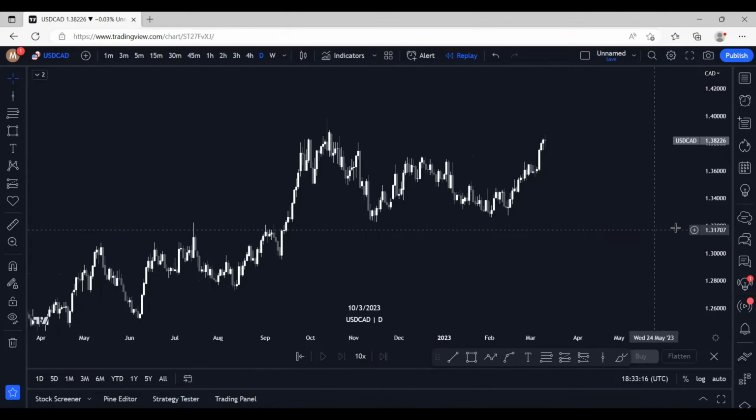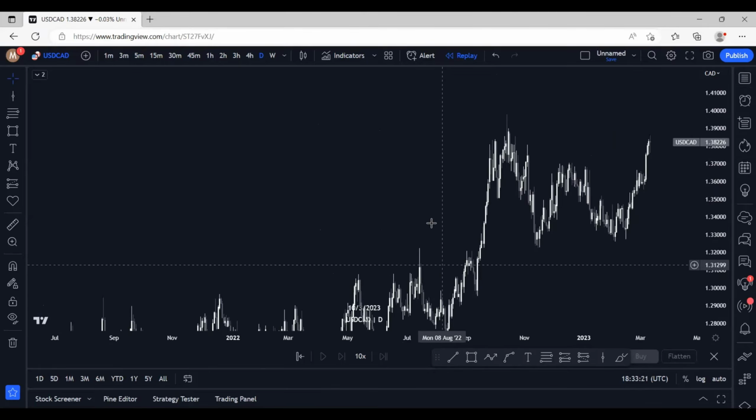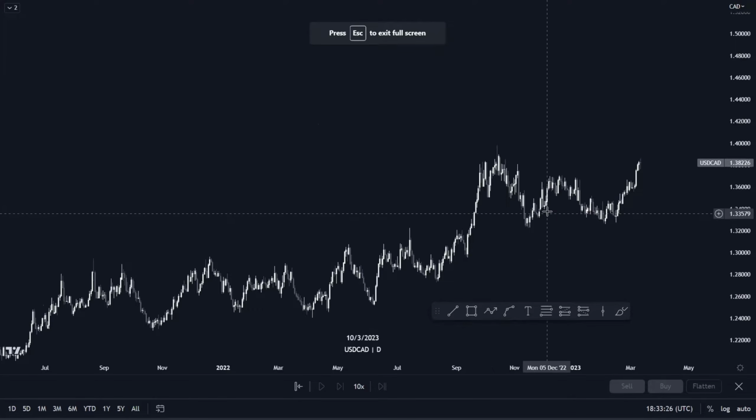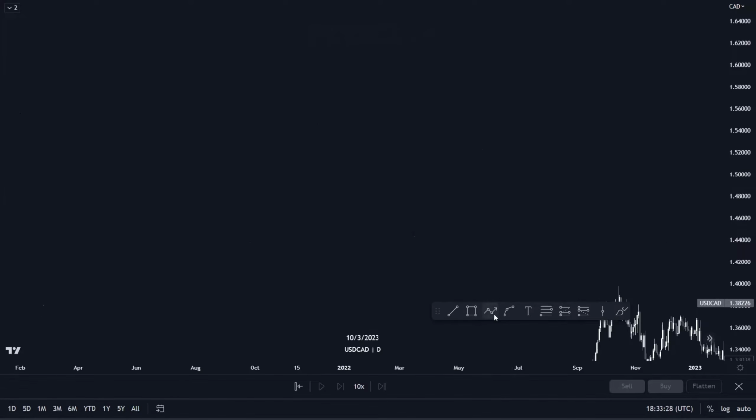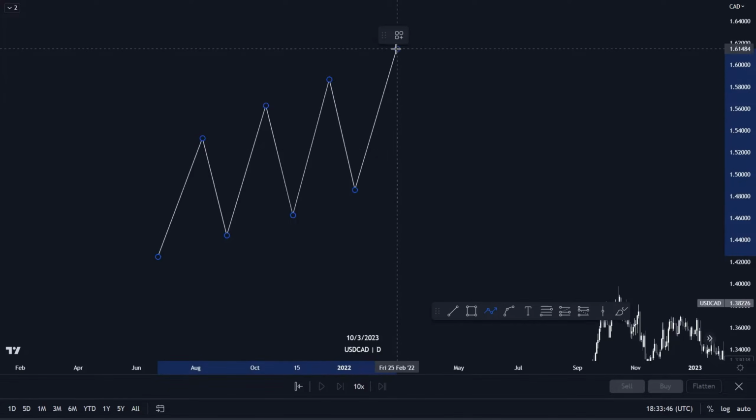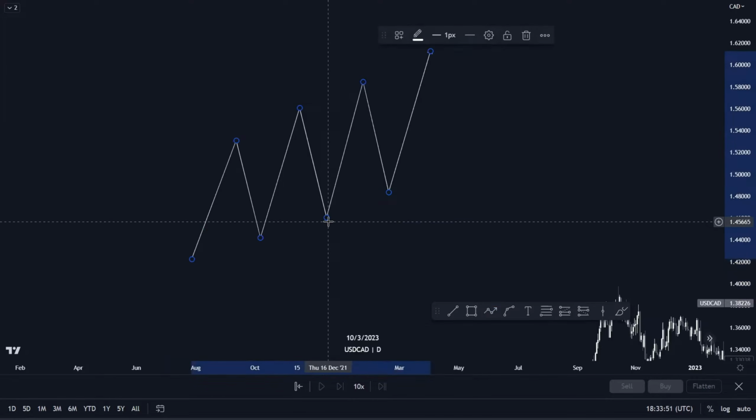So the first chapter that we'll be covering in this webinar will be market structure. Starting off with the textbook examples, we'll start with the bullish trend, whereby in a bullish trend we have a series of higher highs and higher lows, meaning that we'll be expecting something like this here.